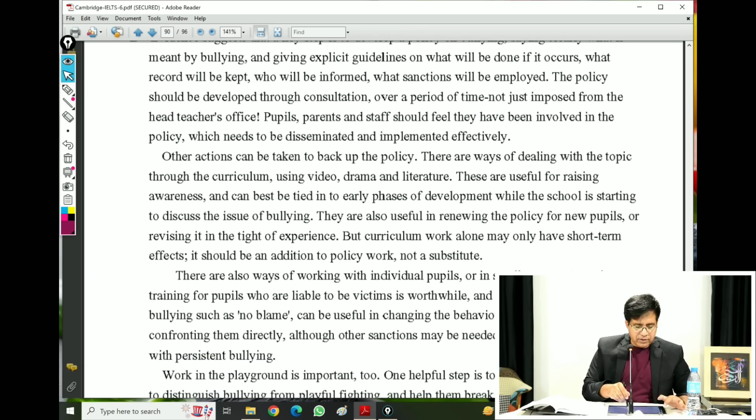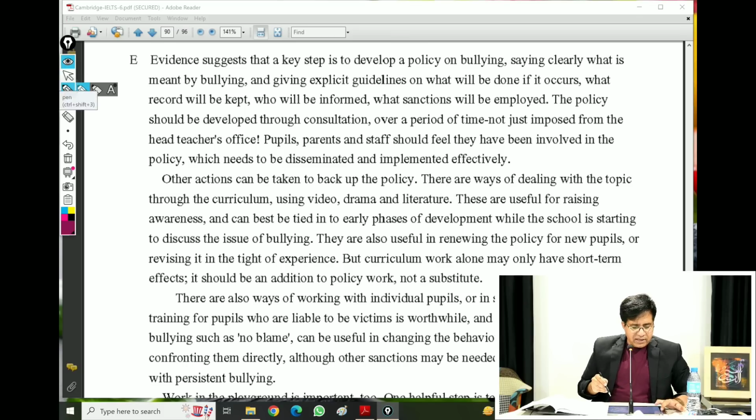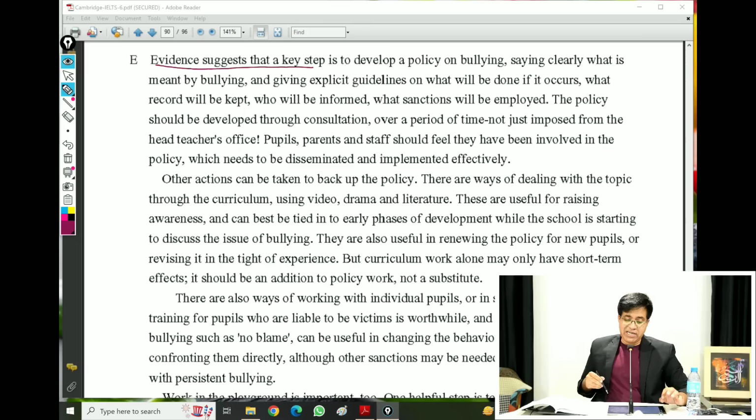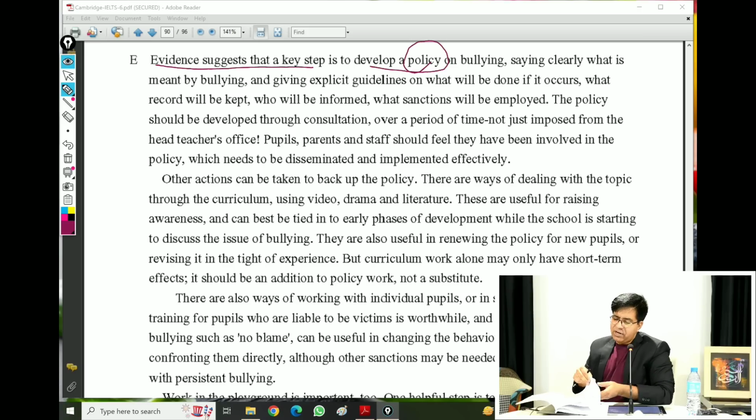Good, very good. So, in paragraph E, let's read it. Evidence suggests that a key step means most important step. Key step is to develop a policy. Develop a policy. What is the word for develop? Produce. Produce and develop, and answer is policy. Clear? Yeah.